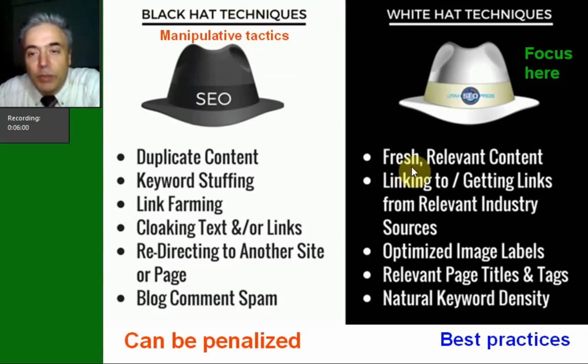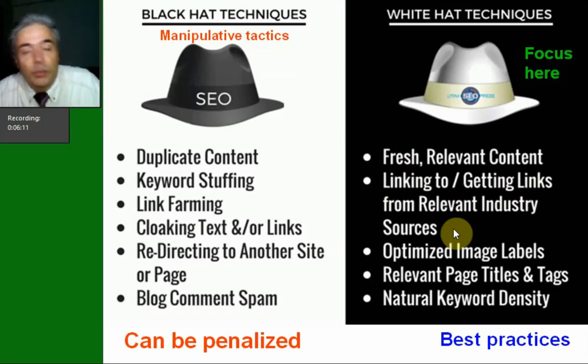So these are the good practices: fresh, relevant content, and getting links from relevant industry sources. For example, you don't pay $5 for someone to put a link on their website referring to yours just because links are going to put you up in the rank, right? But if you are earning your link from a reputable website, this is the best way of doing it. It's not because you're paying someone to put a link there.